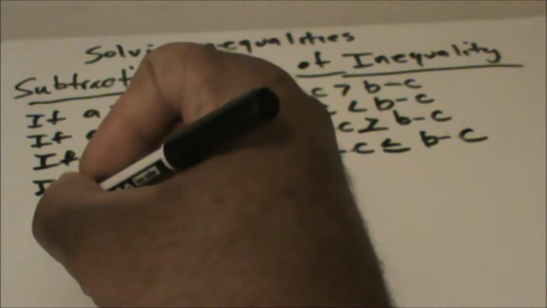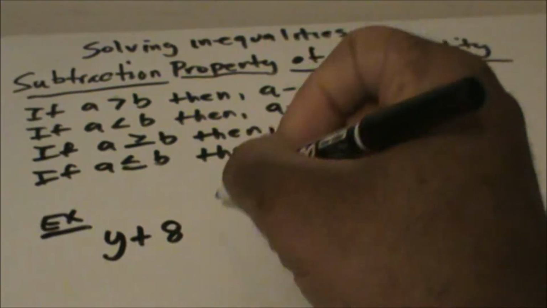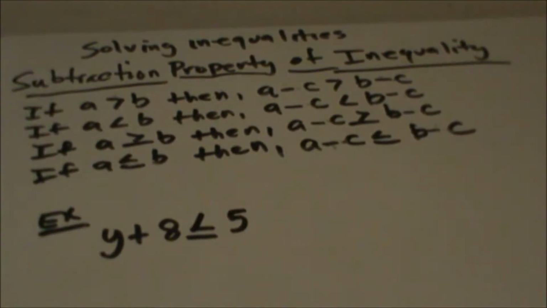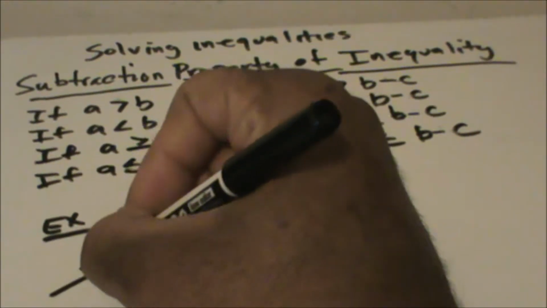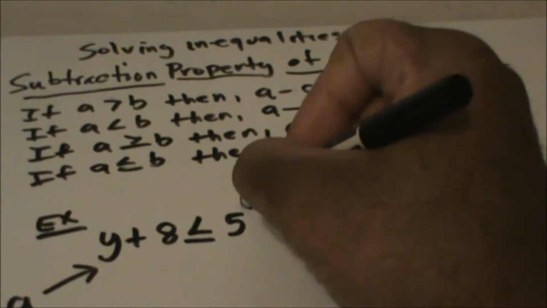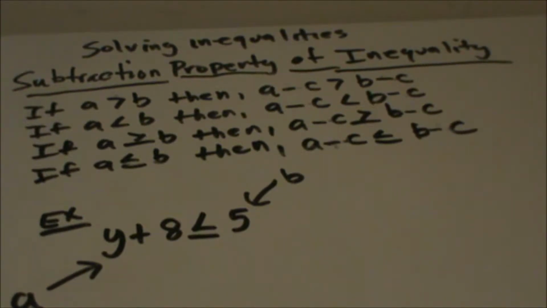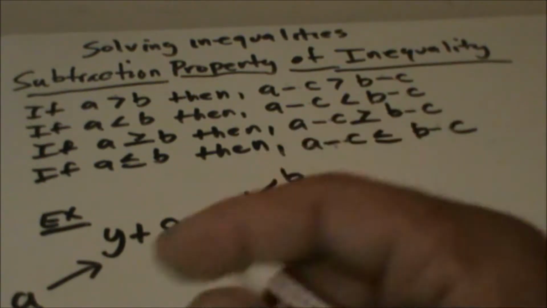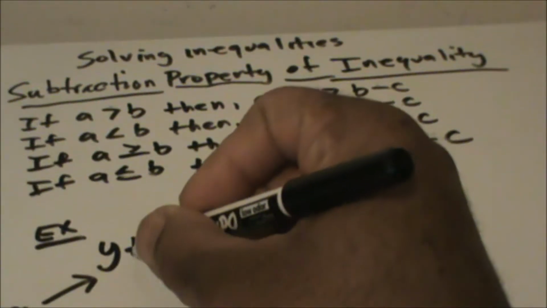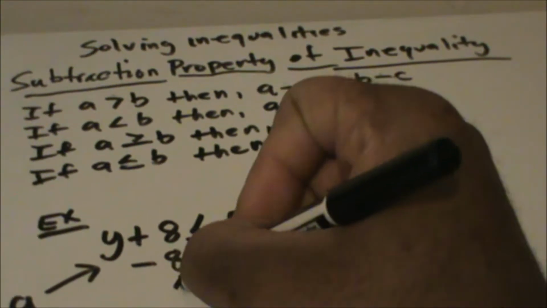Now, given this example, y plus 8 less than or equal to 5. All right, so we recognize that this is your A and this is your B. When we use the properties of inequalities, in this case, the subtraction property, it will create the C value because it's used to cancel out. Whenever you're using addition or subtraction, the C value comes. Since we have a plus, we're going to use the subtraction property to produce the cancellation. And this is your C value.